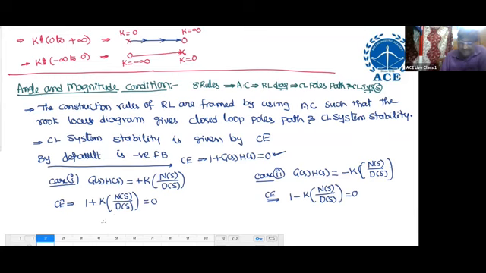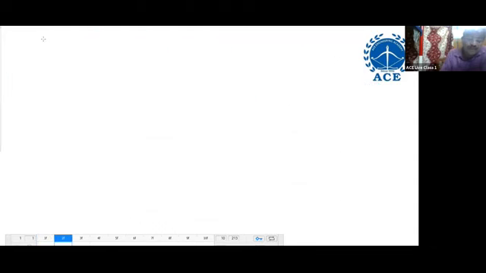I'll write in the next page. From this, you write the angle condition. What is the angle condition? K into n of s by d of s equal to how much? Minus 1 plus j0. Instead of writing minus 1, I have written minus 1 plus j0.